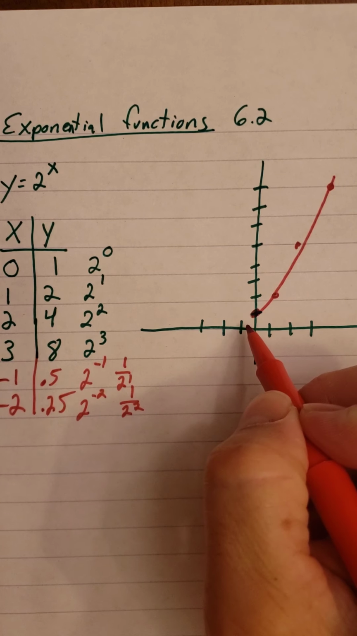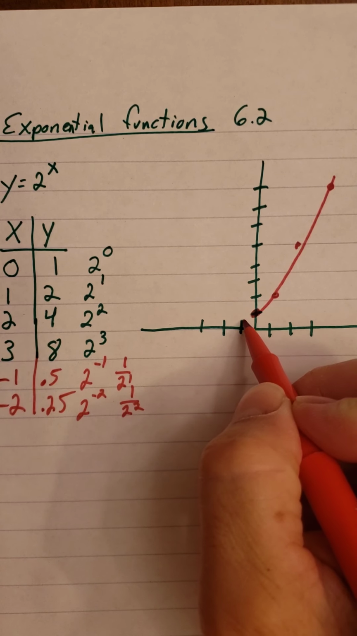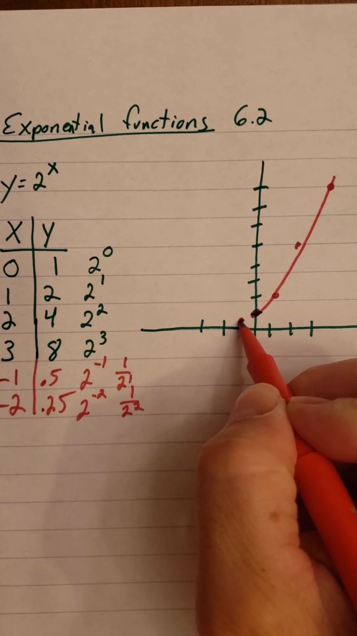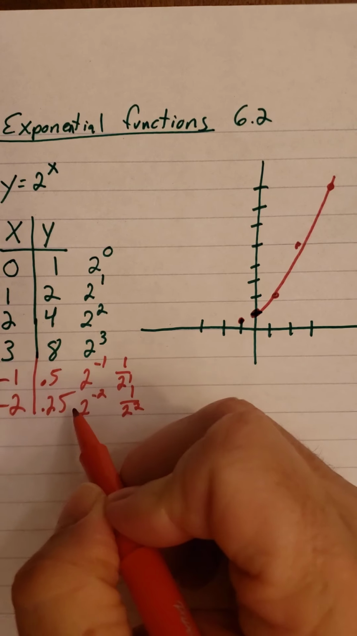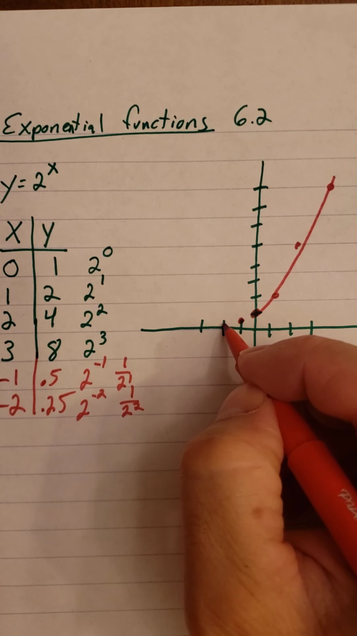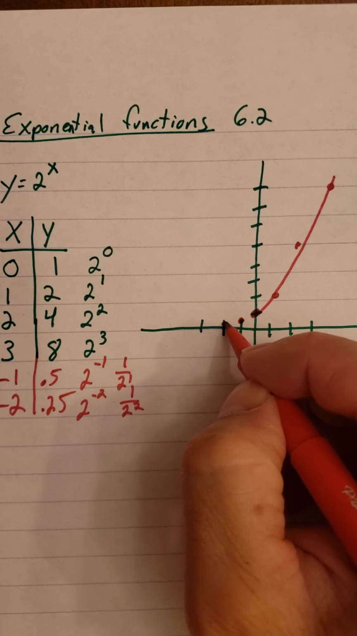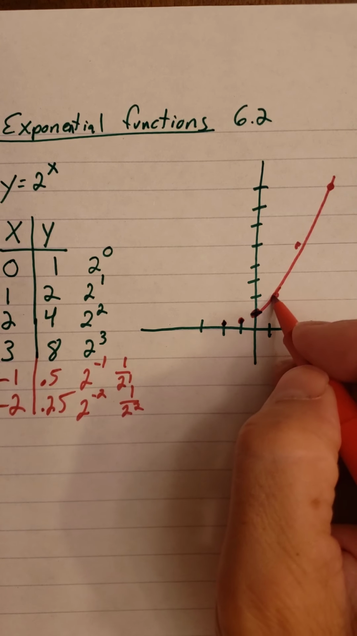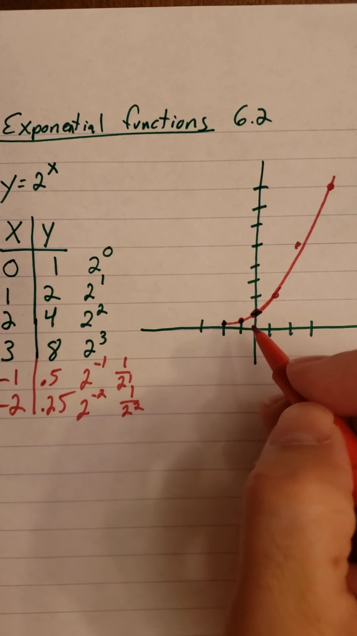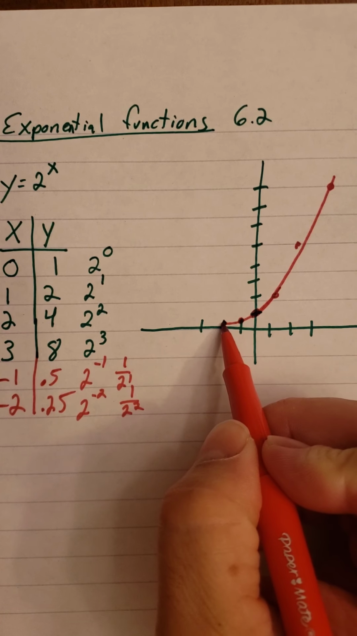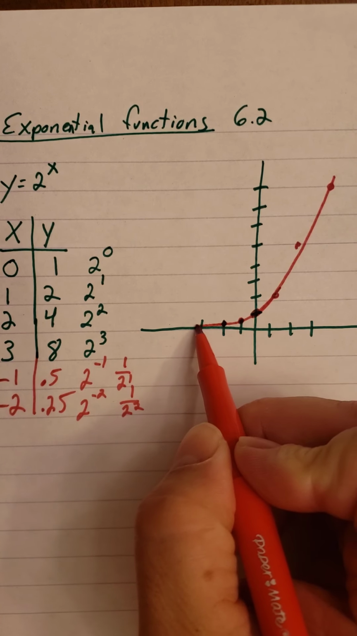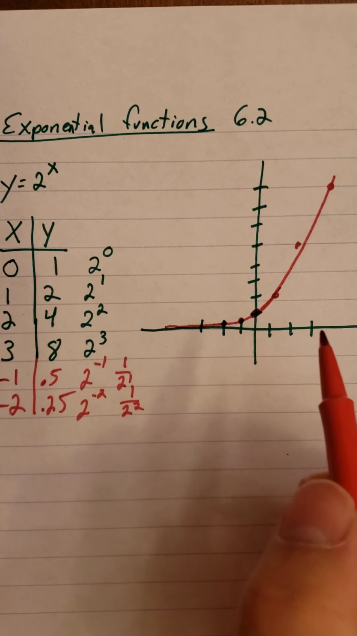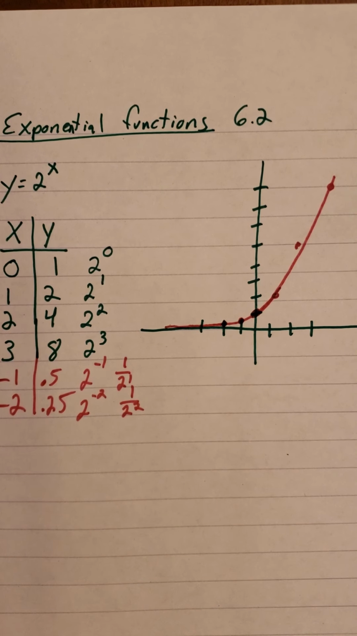Now we go and plot these. -1 and 0.5 kind of puts us right there in the middle. And then -2 and 0.25 puts us even a little lower. Now what you notice is this graph comes like this. But what it's actually going to do is, no matter what numbers we pick, we're always going to have a number bigger than 0. It's never going to get to 0, although it's going to get really close.